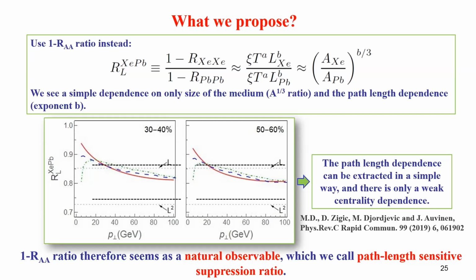That is why I say this 1 minus RAA, in my opinion, is a very nice observable to use to study the properties of quark-gluon plasma. Not only for this, but also for other implementations.